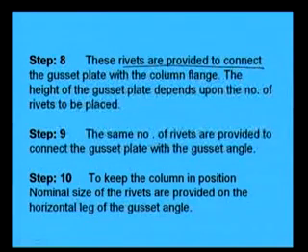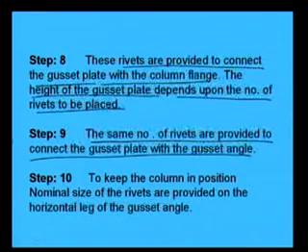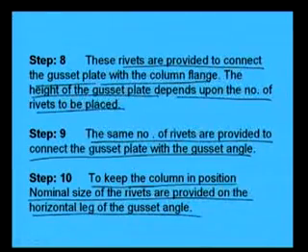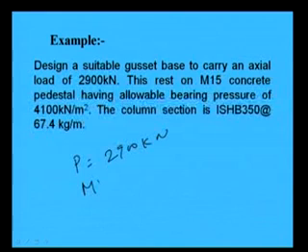The height of the gusset plate depends upon the number of rivets. The same number of rivets are provided to connect the gusset plate with the gusset angle, and to keep the column in position, nominal size of rivets are provided on the horizontal gusset plate. These are the things, and we have seen the example where the load was 2900 kilonewton and M15 grade of concrete was used, bearing pressure of 4100 kilonewton per meter square, and ISHB 350 was used. So, let us see.